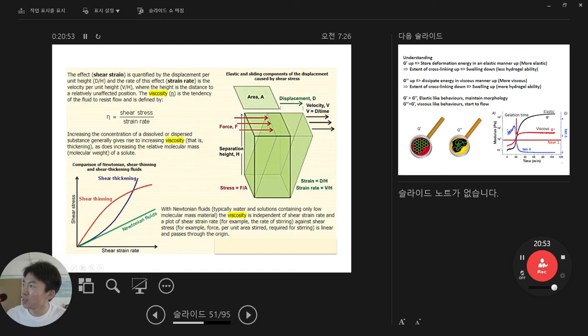This is something wrong. This is just shear strain. Yeah, shear strain. So a Newtonian fluid doesn't change when the shear strain increases. It doesn't change. This is Newtonian. But what is shear thickening? Shear thickening, when you say this, okay, for your better understanding.